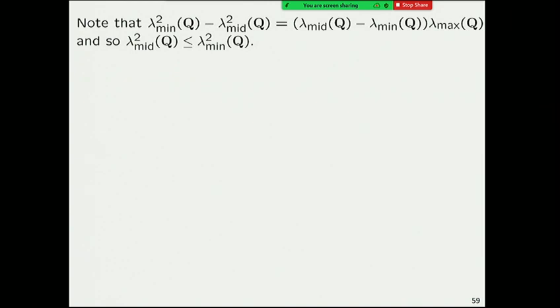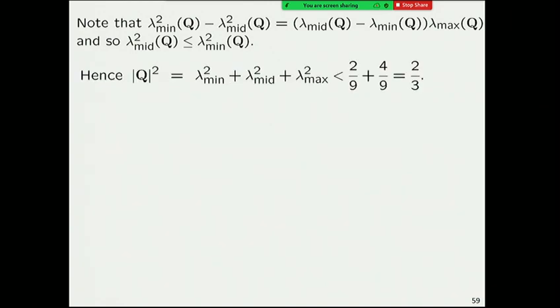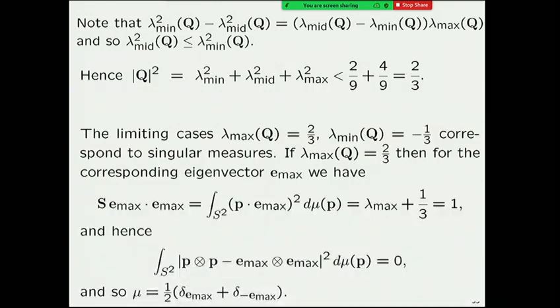Then I got stuck on this point, and now I see that I was being very stupid. It was just to prove that the maximum eigenvalue was less than two-thirds. I'd proved that lambda mid squared is less than lambda min squared, so this is less than two lambda min squared. Now lambda min is negative, and its square is less than 1/9. And lambda max is positive, and it's less than 2/3. And so that automatically gives you that. Sorry, I screwed that up last time. And then the limiting cases correspond to singular measures.